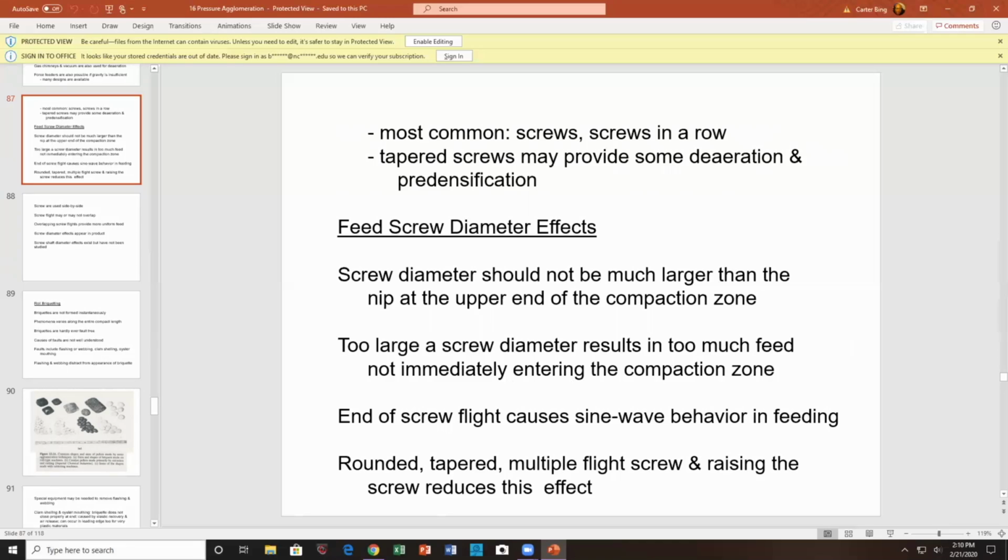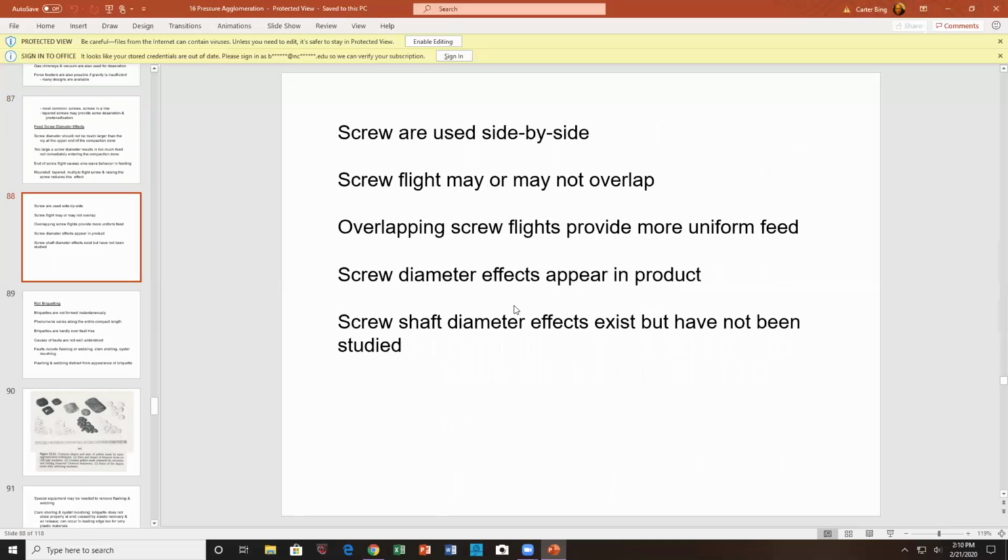So the end of the screw flight will cause a sine wave behavior in feeding when the screw flight comes by, as opposed to not being there. Rounded, tapered, multi-flight screw, raising the screw reduces this effect. Screws used side by side, screw flights may or may not be overlapped. Overlapping will provide more uniform feed. You may have screw diameter effects which appear in the product. Screw diameter effects exist, but have not been well studied. That tends to be a detail.